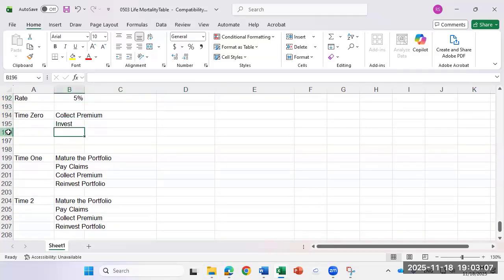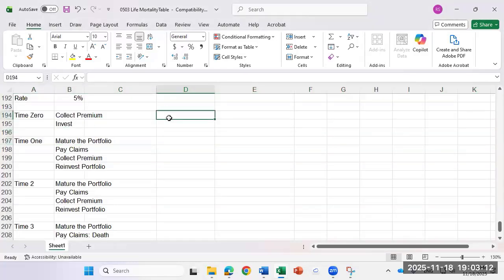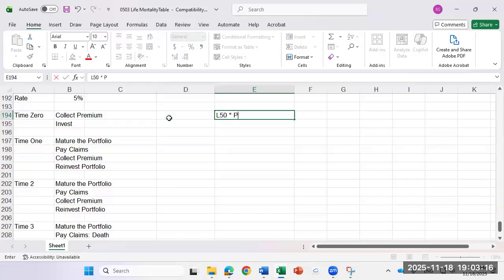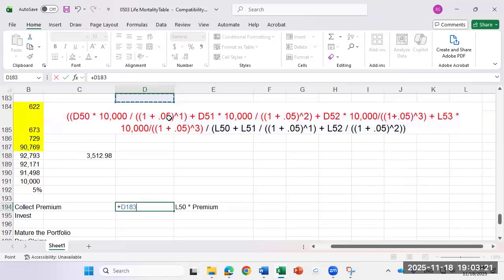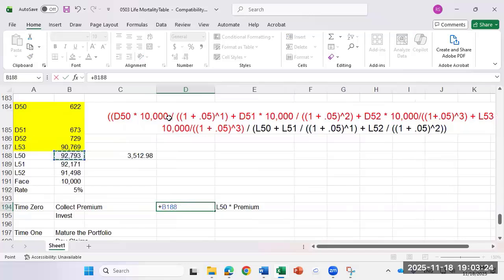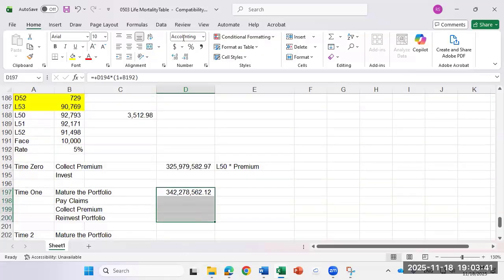I don't need these extra lines here, but if you understand this, you understand what you're pricing. So we collect a premium, which is our L50 times our premium. I'm not going to round the first time, just so we can see if we can get it. We have just enough time to get this done. So there's our L50 times our premium. The portfolio matures at 5%. You're going to notice massive balances, and the reason is that not that many people are dying.